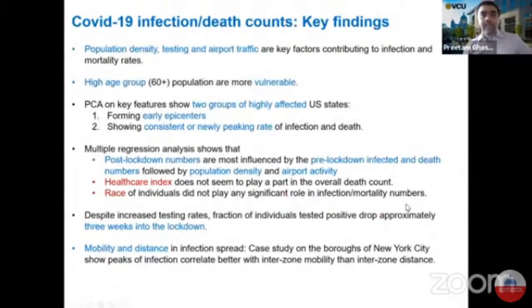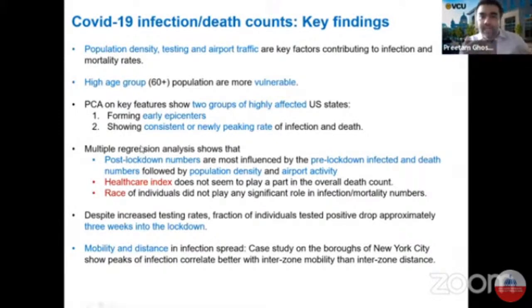So moving forward, some key findings that we saw: population density, testing rates, and airport traffic. These are the three key factors towards predicting the number of infections and mortality. High age group, generally 60 plus, is more vulnerable when you're looking at the death rates in different states in the US. The PCA plot shows early epicenters, so I can do a data-driven analysis to show which zones or states will form a high first wave, and then the other cluster, we can actually segregate other places which may show a high second wave, but not such a high first wave, okay?